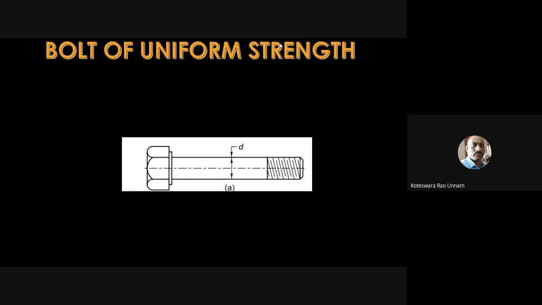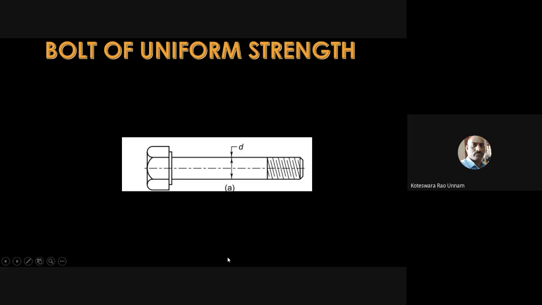So today we'll see what a bolt of uniform strength is, and then how we can create a bolt having uniform strength. A bolt of uniform strength is nothing but a bolt whose strength is uniform throughout. That means the stress induced because of the applied load is the same throughout the length of the bolt. Then we'll call it a bolt of uniform strength. Anyway, we'll see how we can make one.